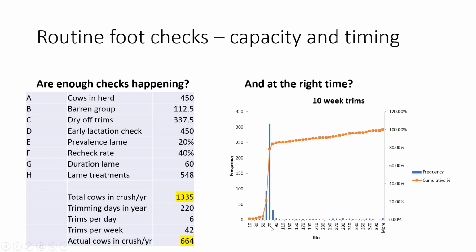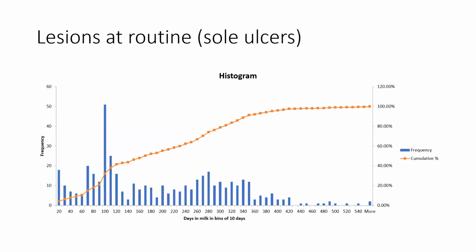Those routine foot checks were happening around about 70 days in milk, which was, in my mind, pretty impressive that they were that tight and consistent. You could then go on and look at the lesions at routine foot check, and this is some data that includes some other foot check data, not just the routine foot checks that were happening at 100 days and at 280 days, but some other foot checks that were happening in between. And we could see actually most of the sole ulcers were being picked up at the first foot check, and actually we probably needed to move that foot check forward in order to catch these sole ulcers at an earlier stage, ideally.